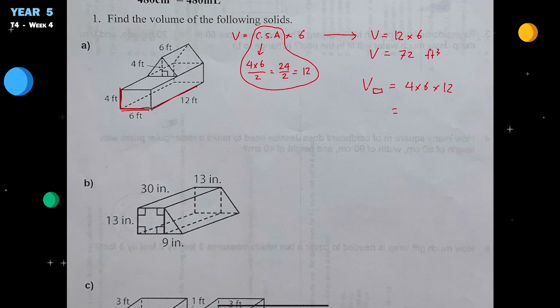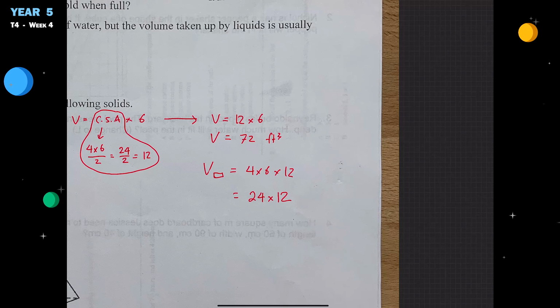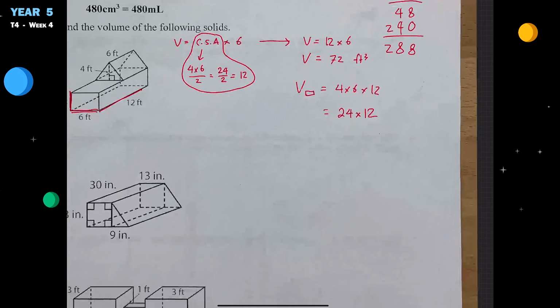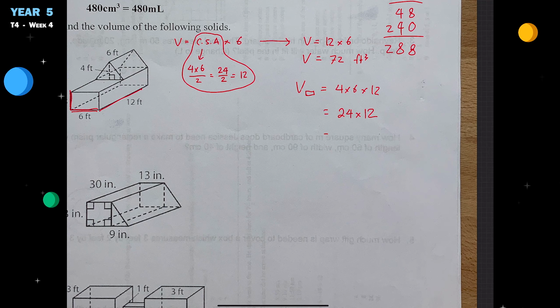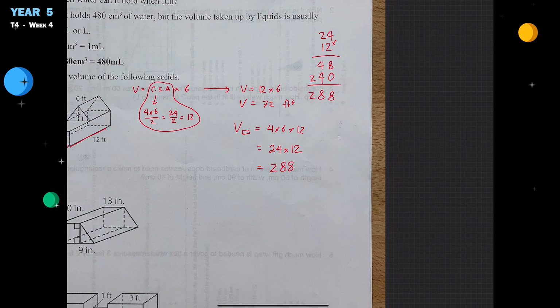That will be 4 times 6 is 24. 24 times 12. Let's just do a quick 24 times 12 here. Now, whoops, what am I doing? 12 times 24. Okay, 2 4s are 8, 2 2s are 4, and you get 8, and you get 2. So the answer here is 288 for the bottom one. Let me just check my working out. That's 8, that's 2. Yep, okay, all good.